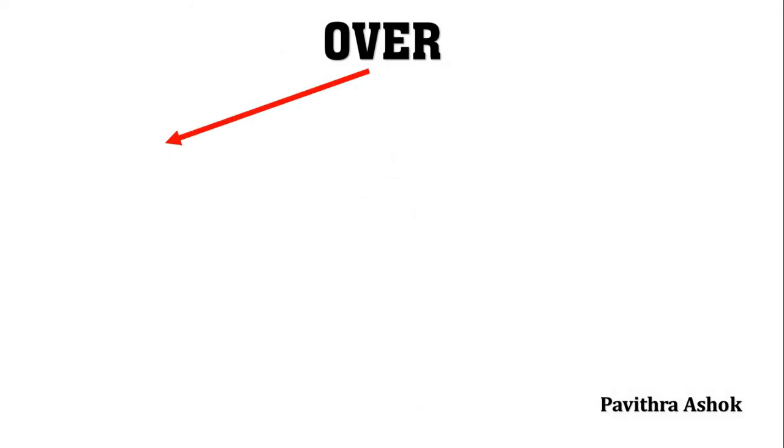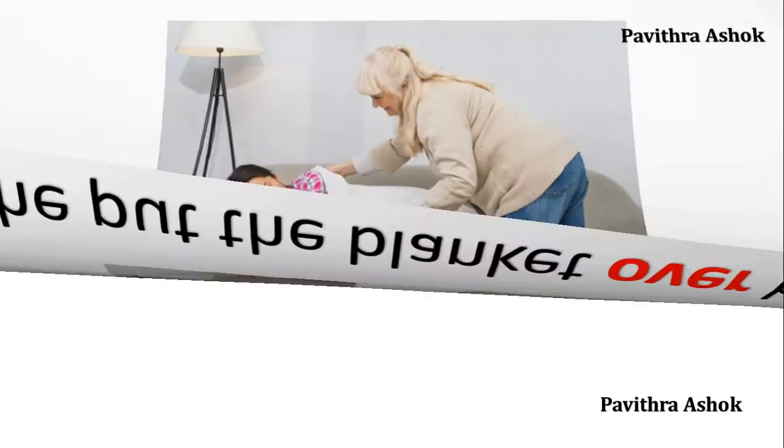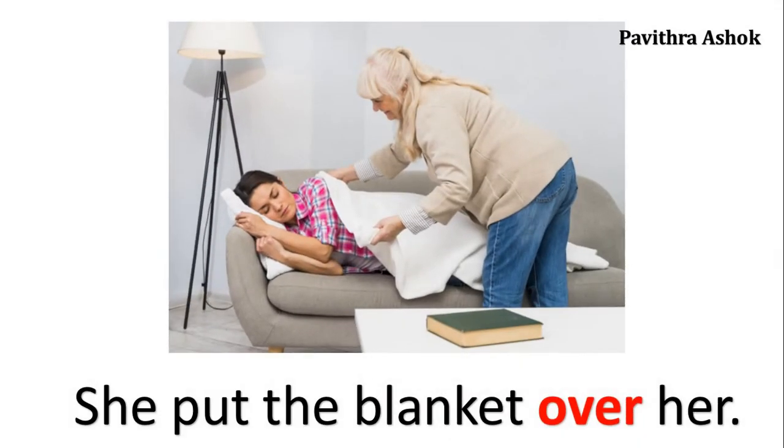We also use over when there is a movement and contact at the same time. For example, she put the blanket over her. You can see in this picture, a mother is covering her daughter with the blanket. We can see a movement as well as contact at the same time. So, we use over here.